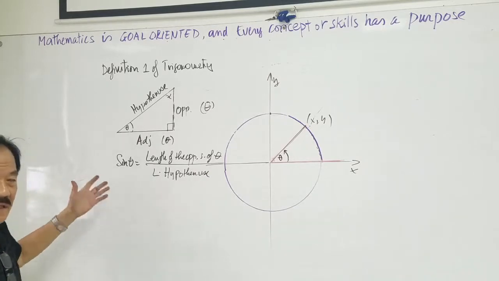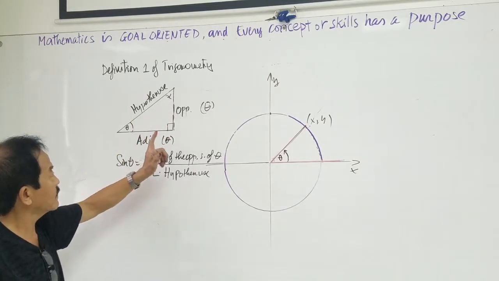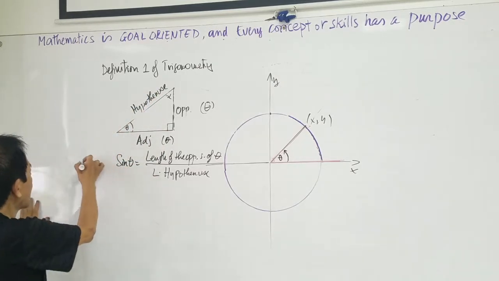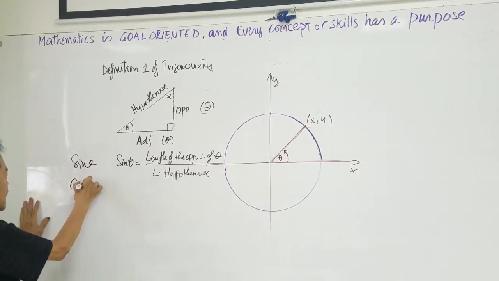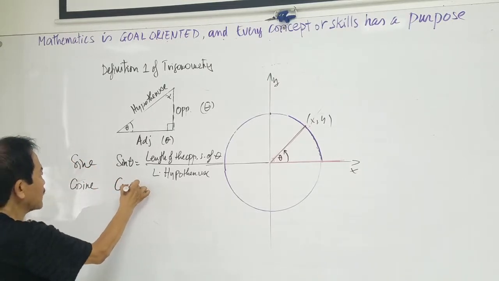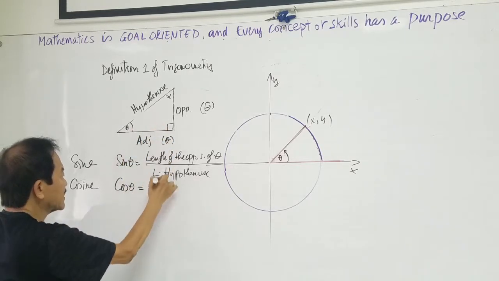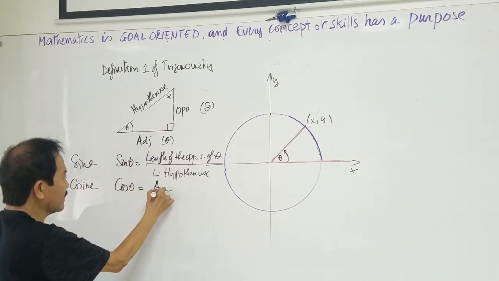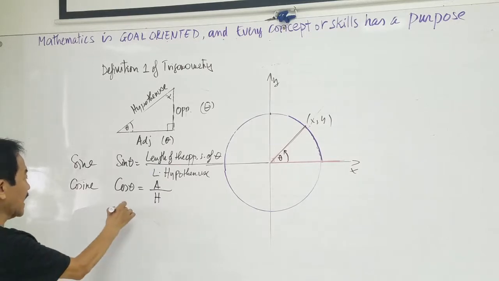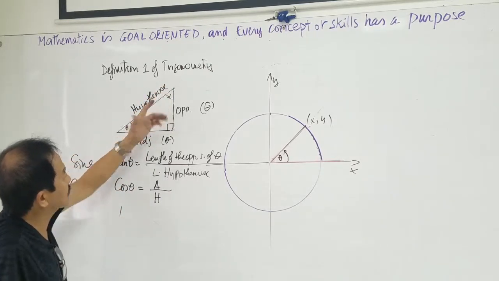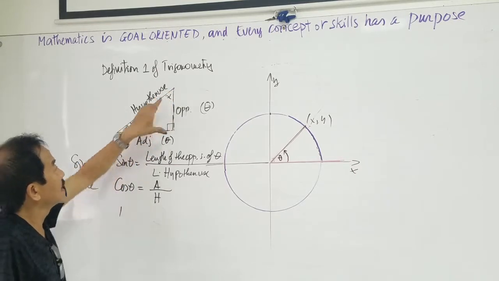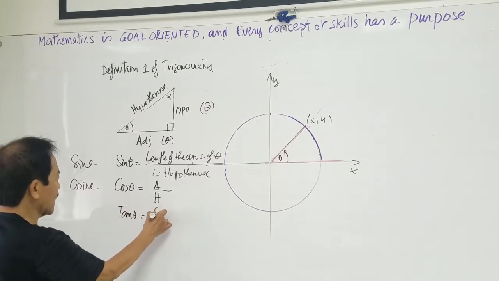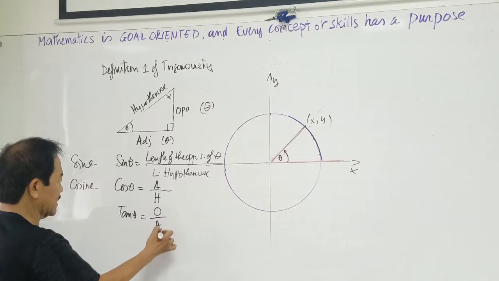Okay, so we call it sine, just the name. If I talk about this line over that line, we call it cosine. So sine, cosine. The shortcut is cosine of theta equal the line of the adjacent side divided by the line of the hypotenuse. And tangent, if we talk about the ratio between this side and this side, the opposite over adjacent, we call it tangent. Tangent theta equals the line of the opposite over the line of the adjacent.